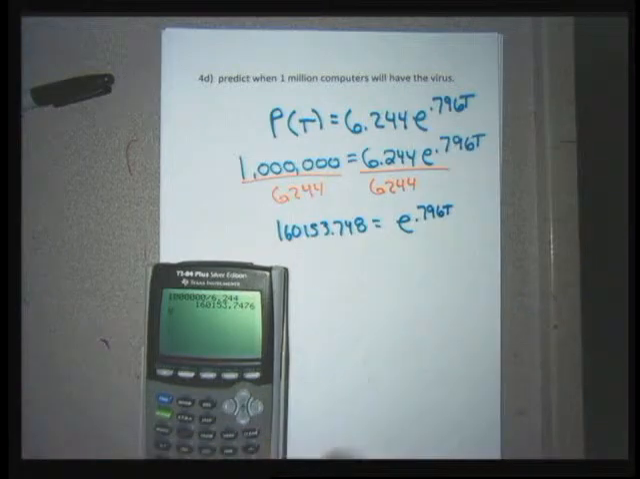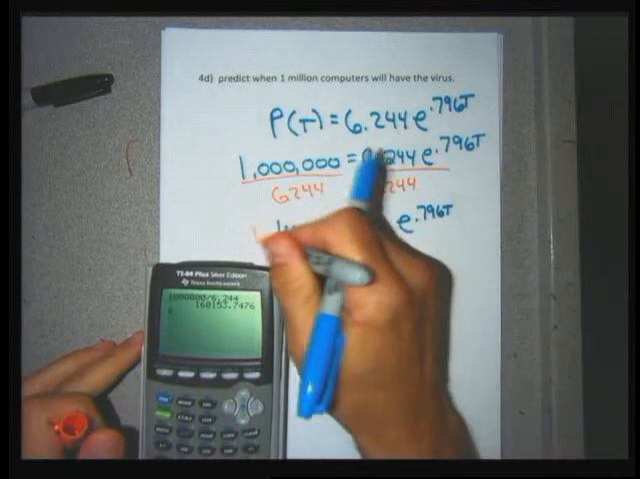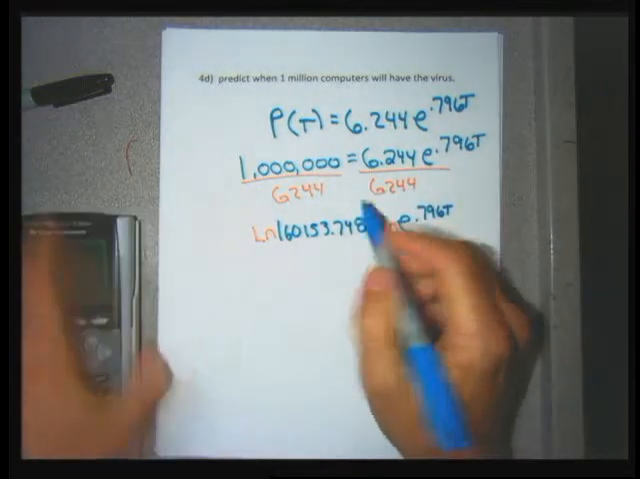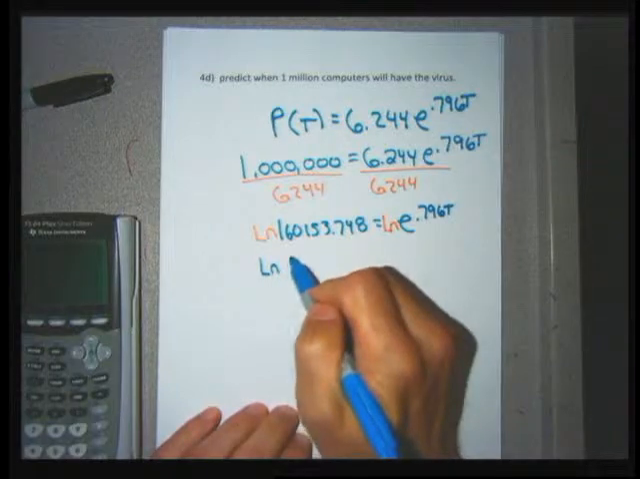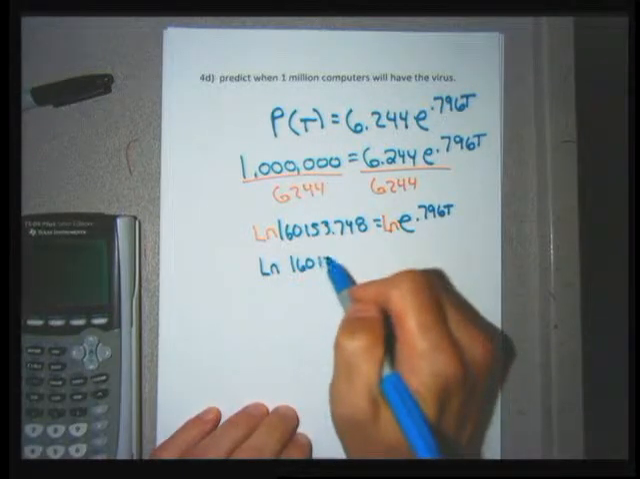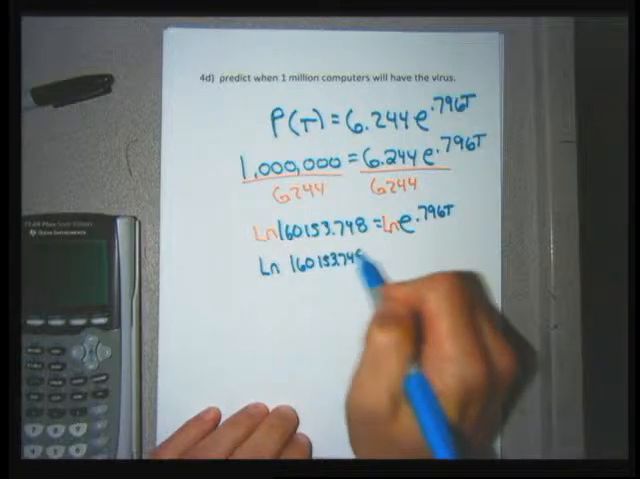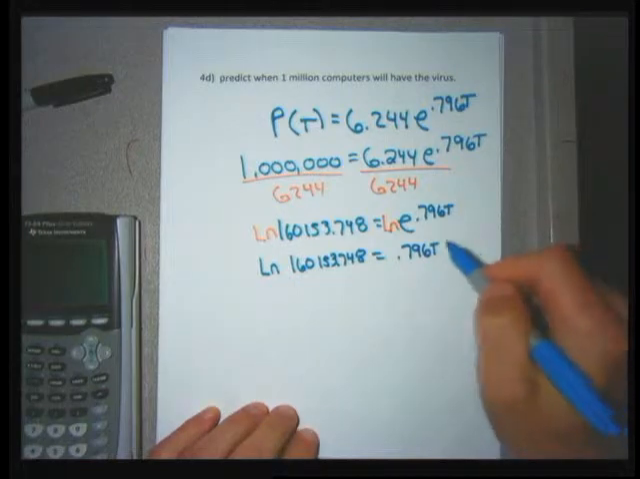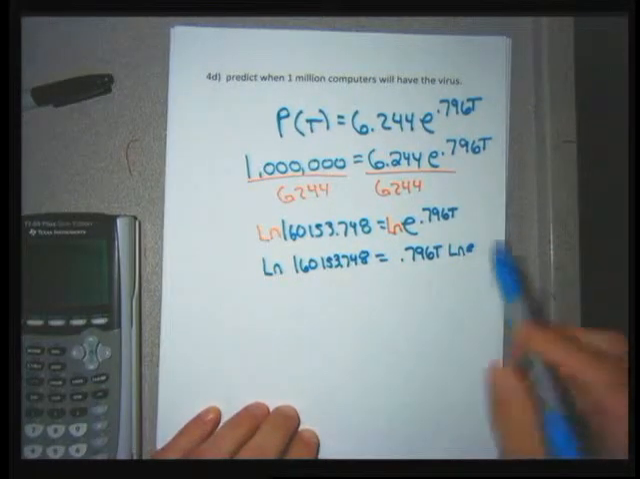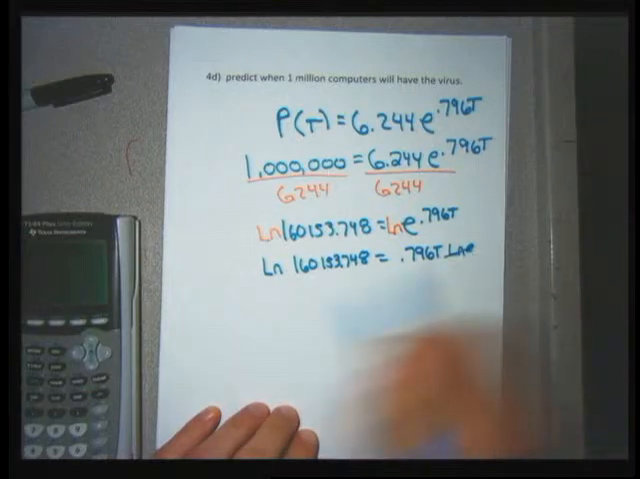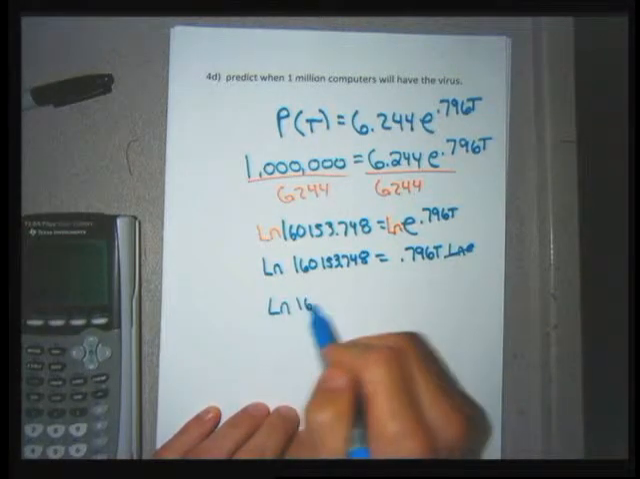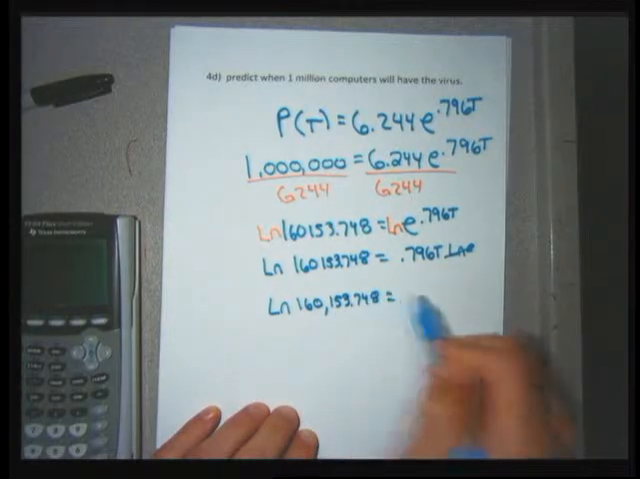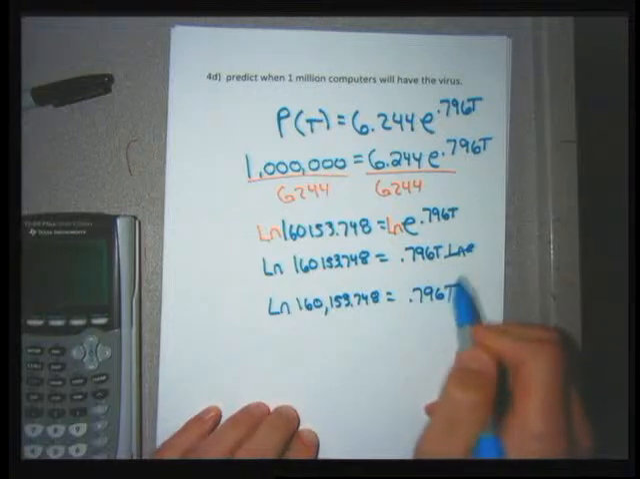I'm going to take the natural log of both sides. So natural log of this side, natural log of that side. On the left-hand side, it's still the natural log of 160,000. I get the natural log of 160,153.748. On the right-hand side, I make the 0.796 the coefficient. So it's 0.796 times the natural log of e. The natural log of e is equal to 1. So I can get the natural log of 160,153.748 equals 0.796t. T is what I'm looking for.